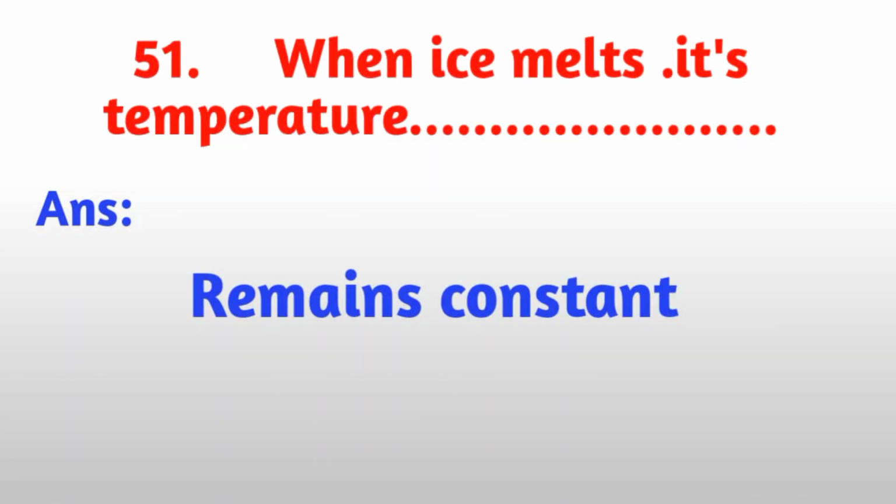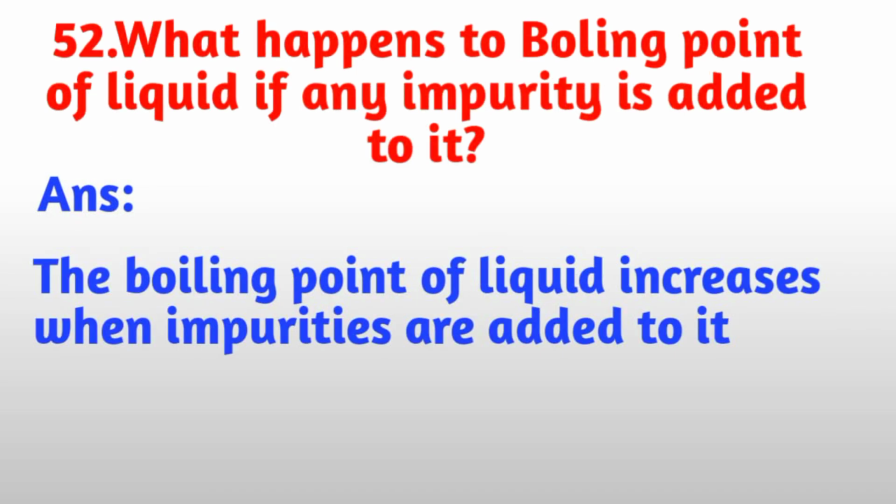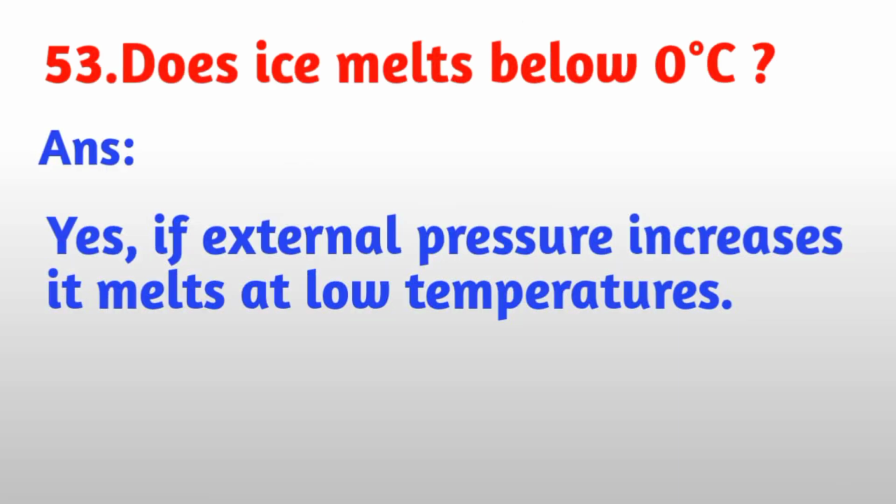When ice melts, its temperature remains constant. What happens to boiling point of liquid if any impurity is added to it? The boiling point of liquid increases when impurities are added to it. Does ice melt below 0 degrees Celsius? Yes, if external pressure increases, it melts at low temperatures.